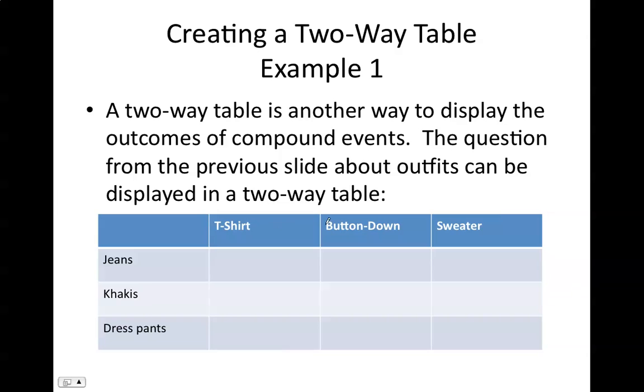Notice that across the top I have the different types of tops, a t-shirt, a button-down, or a sweater, and then along the side I have the pants, the jeans, the khakis, and the dress pants. So when I would make my table, I would want to put one event on the top and the other event on the side. That way, kind of like a coordinate plane, where they meet would be the outcome of those two events combined.